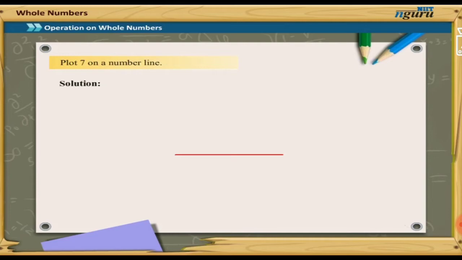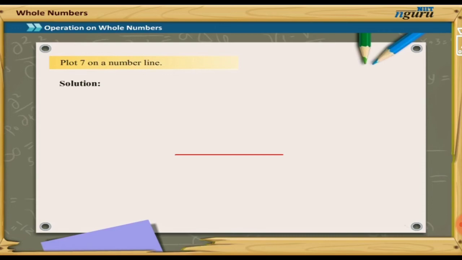Now, let us learn how to multiply two whole numbers on a number line. Consider multiplying 2 and 6 on a number line. Draw a number line. Starting from 0, move 2 steps at a time to the right. You reach the number 2. Similarly, move 2 steps at a time to the right 5 more times. You reach the number 12. So, 2 multiplied by 6 is 12.